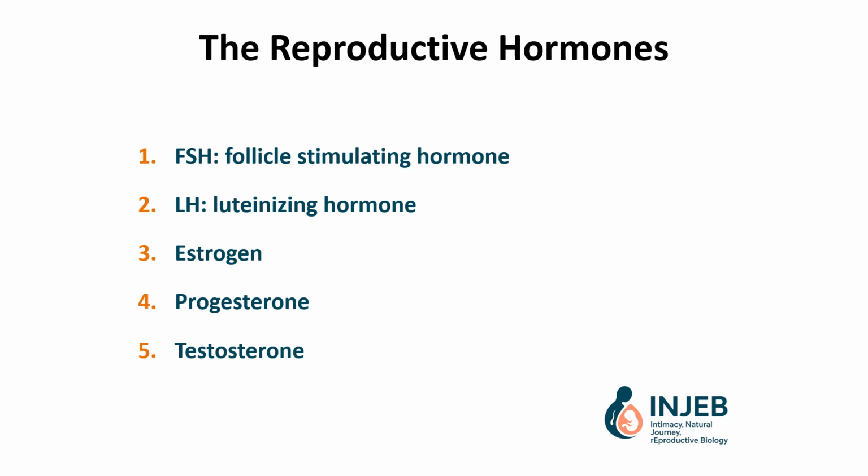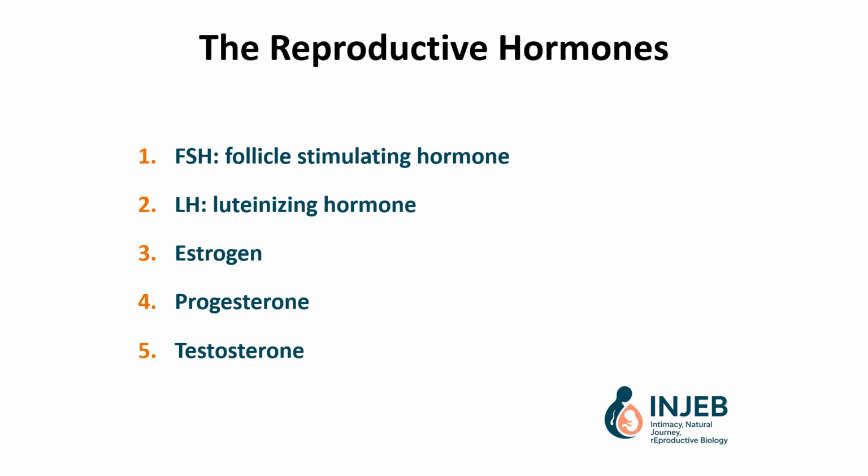Now, let's tackle the reproductive hormones. There are mainly five hormones that we'll be talking about during this course. The first one is follicle stimulating hormone or FSH. Even though the name might signify that it is a female hormone, this hormone is the same in men and women. The second hormone is the luteinizing hormone or LH. Same as for FSH, this hormone is also present in both men and women.